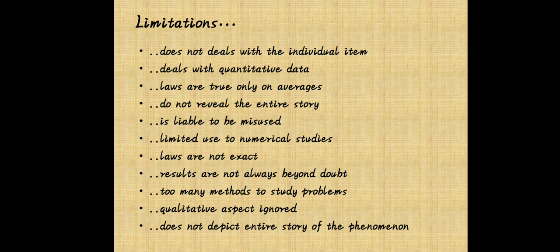The statistical laws are true only on averages. If you follow the averages, the laws are true. If you do not follow the averages, and go for the extreme numbers or the complete numbers, you may fail in the statistical output. Statistics do not reveal the entire story. If we are taking the averages, we are not going into every corner of society or every corner of the information. So it is just a gist of the entire story, not each and every line.